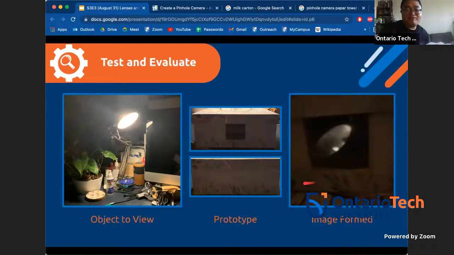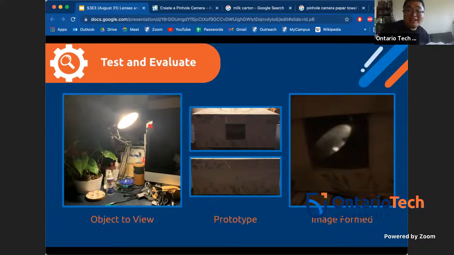So I covered myself up with my blanket. As you can see over here, you can see the blanket on the edges. And you can see the image that I got from viewing it through the pinhole camera.